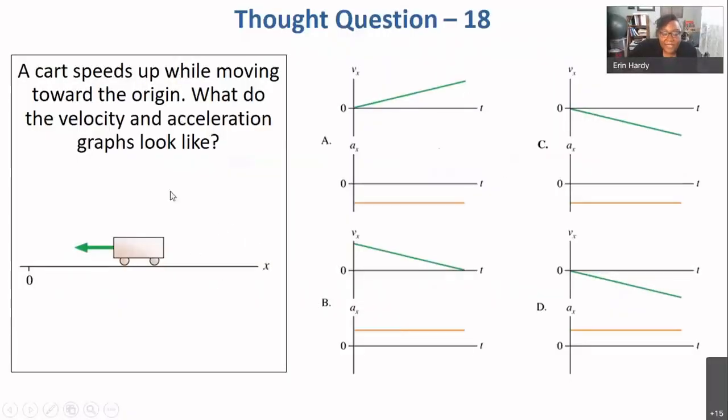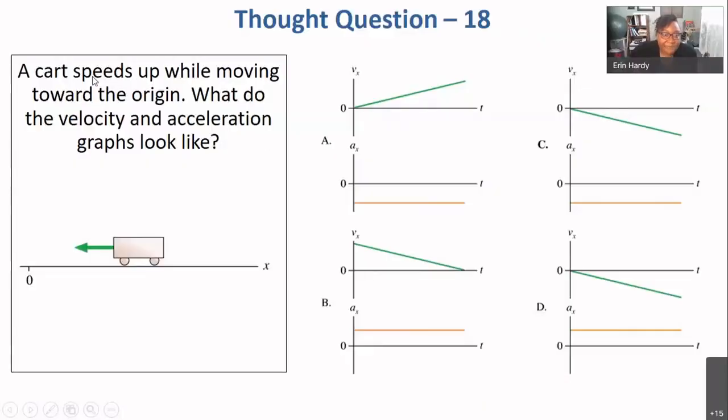Now we are looking at the same or similar scenarios, but we're trying to evaluate the velocity graphs and the acceleration graphs. So for 18, a cart speeds up while moving toward the origin. It starts off on the right side of the origin. It's moving toward 0, so it's heading toward the left. What do the velocity and acceleration graphs look like? Well, for one, a leftward velocity is going to read as a negative because our arrow is pointing toward the left. That means that A and B are not correct because those velocity values are all positive. So we're down to either C or D.